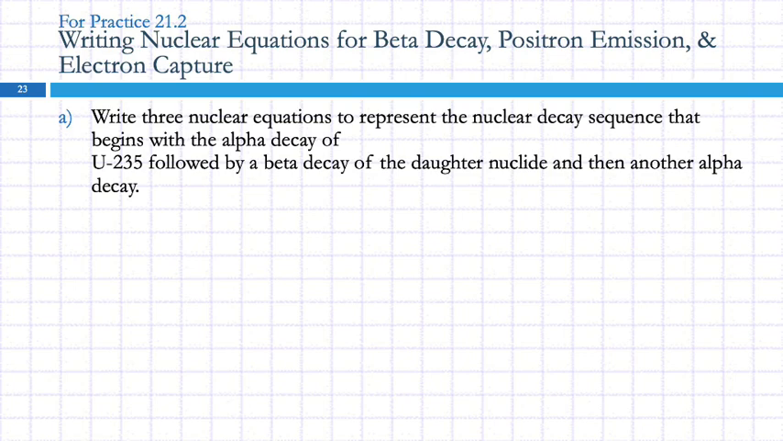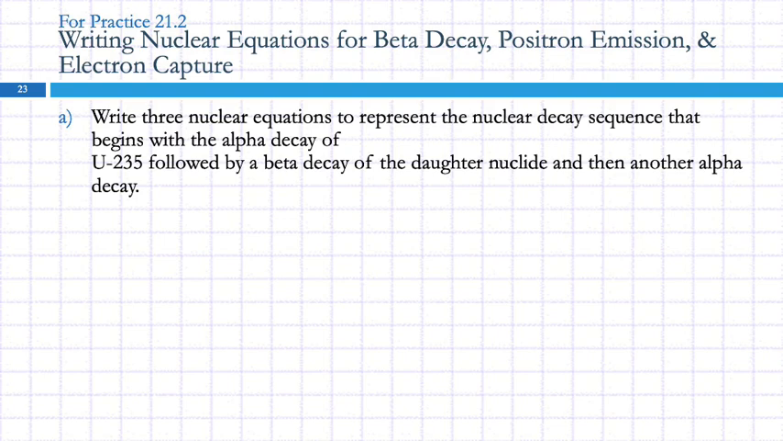Kate, we're going to practice this one. I'm going to pause and let you start working on it. Write 3 nuclear equations to represent the nuclear decay sequence that begins with the alpha decay of uranium-235. So that's the first one. So let's write the equation for the alpha decay of uranium-235.